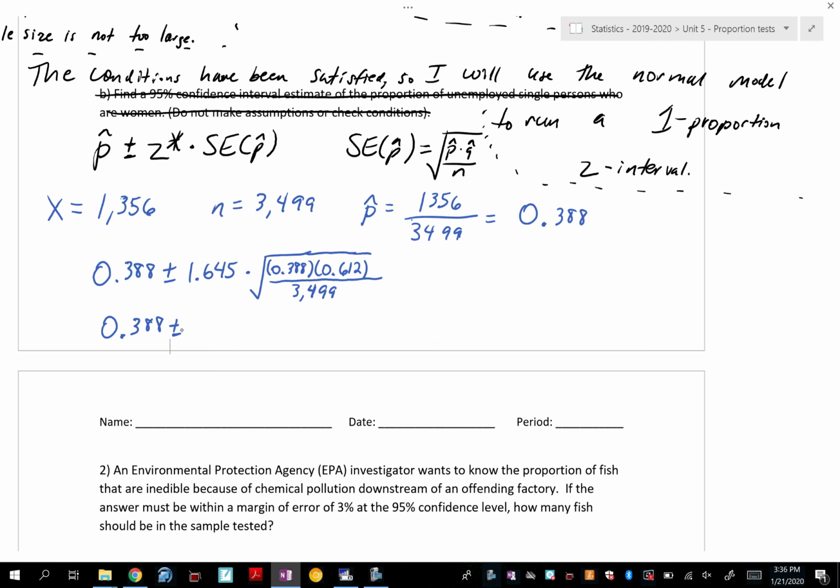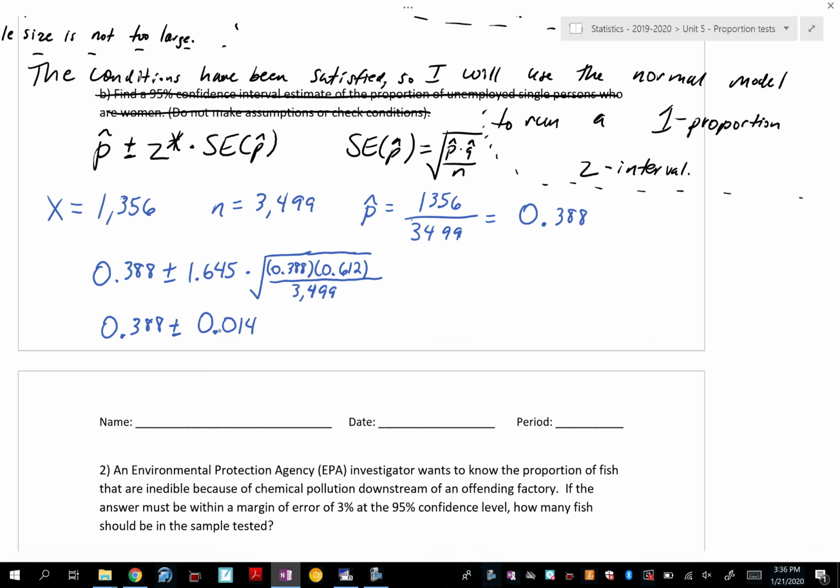Mr. President, how do you get the 0.612? I subtracted 0.388 from 1. So we're saying if we expect 39% of our unemployed men to say they're married, we expect about 61% to say they're not married. All right, so I got times 1.645. I got a margin of error. Here you go, Jarvis, what you're asking about, of 0.014. All right, 0.01355, so 0.014.